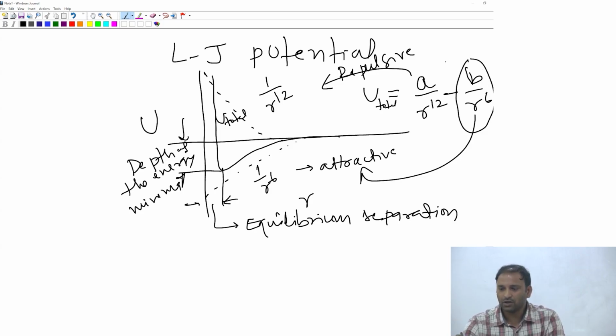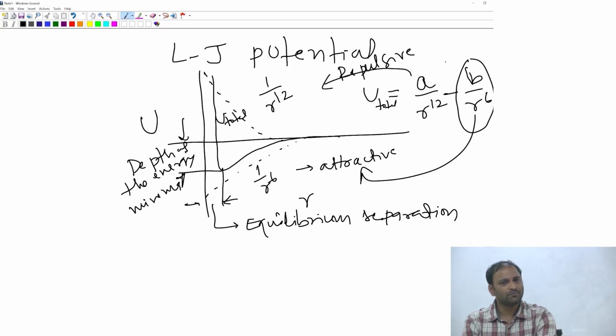The attractive contribution to the Lennard-Jones potential comes from the van der Waals forces, and the repulsive contribution comes from the fact that every atom or molecule has an electron cloud. When two particles come close enough, the repulsion between the electron clouds gives rise to the repulsive forces. Any questions?